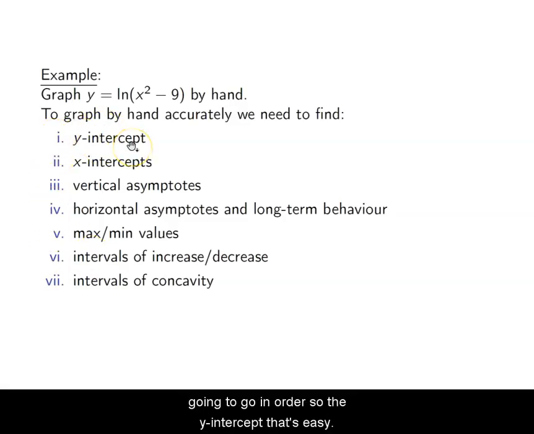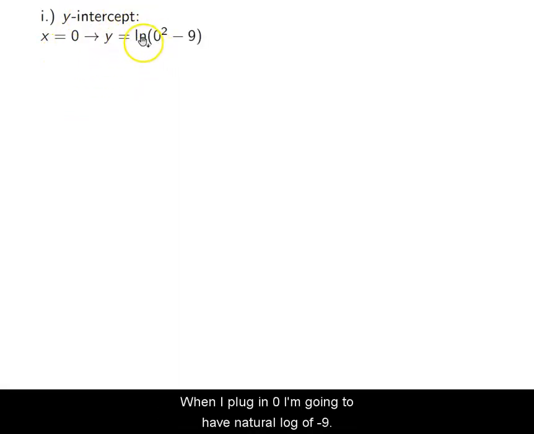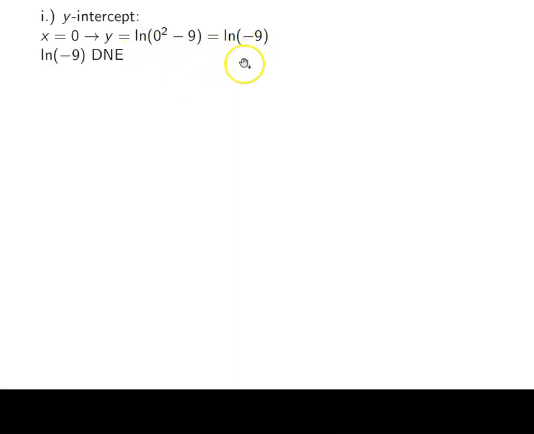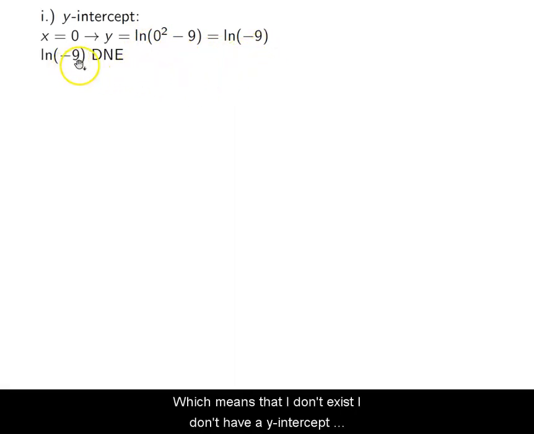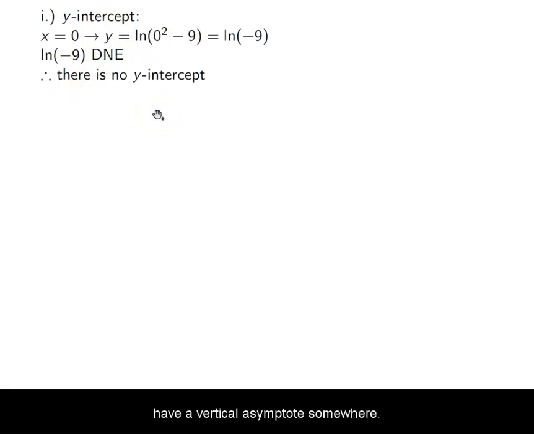So the y-intercept, that's easy. That's what happens when x is 0, so there's no left or right movement. Where am I on the y-axis? I just plug in 0 for x. When I plug in 0, I'm going to have natural log of -9, which means it doesn't exist. I don't have a y-intercept. I'm never going to cross the y-axis or have a value on the y-axis. There is no y-intercept, which means I'm probably going to have a vertical asymptote somewhere.